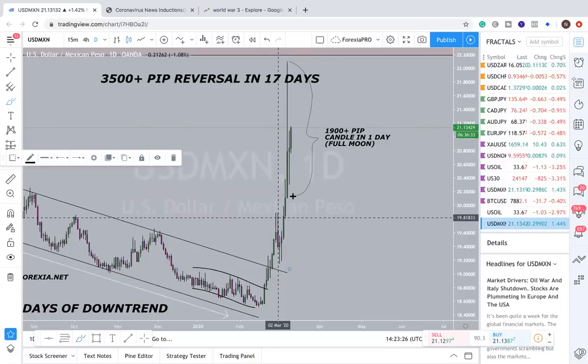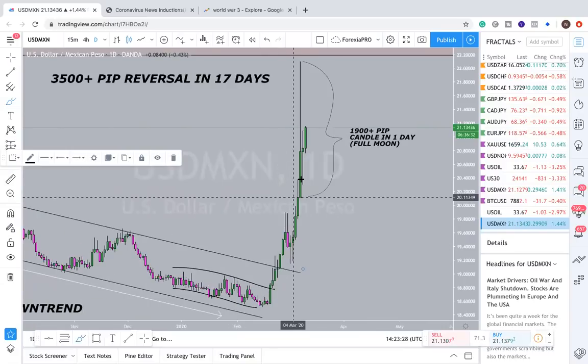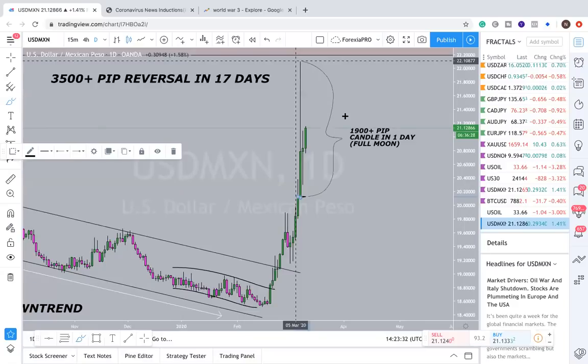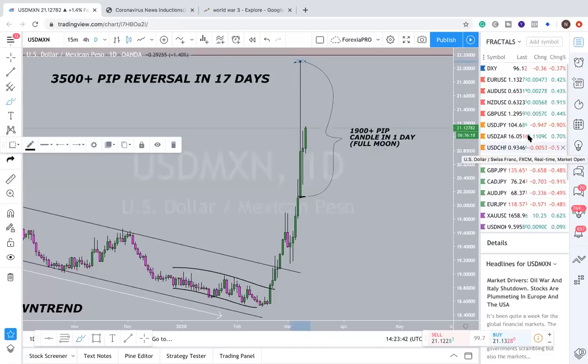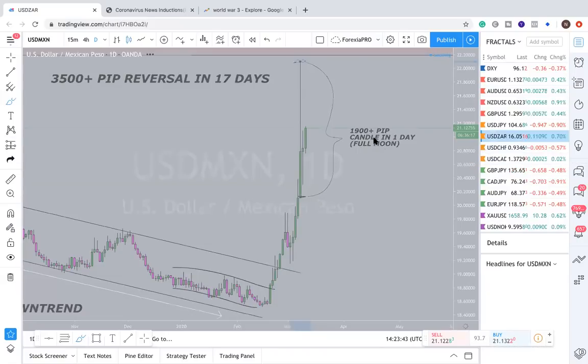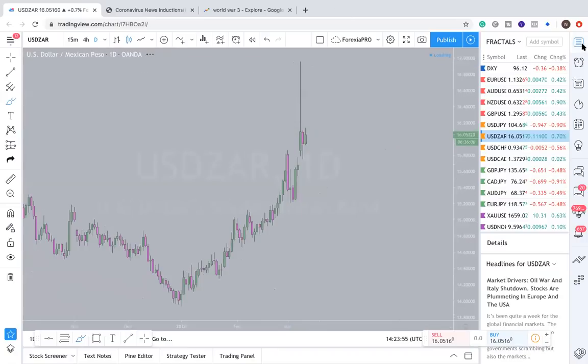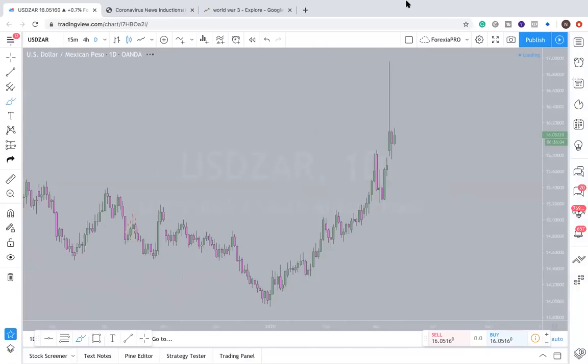And yo, this candle right here happened full moon, 1,900 plus pips. Full moon. Oh, wow. USD ZAR, I think, yes, that was full moon as well. That's some next level stuff to catch it right at the low, you know? How much people would actually know to do that?